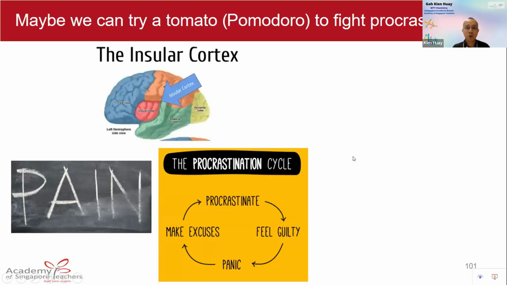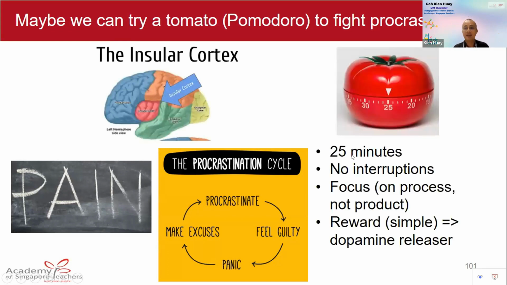This has nothing to do with memory per se, but everything to do with the brain. So what is actually procrastination? You'll be very surprised. The part of the brain that activates when it's painful is also activated when you are procrastinating. So when a child is procrastinating, he's feeling what we call pain. But the good news is we can overcome it.